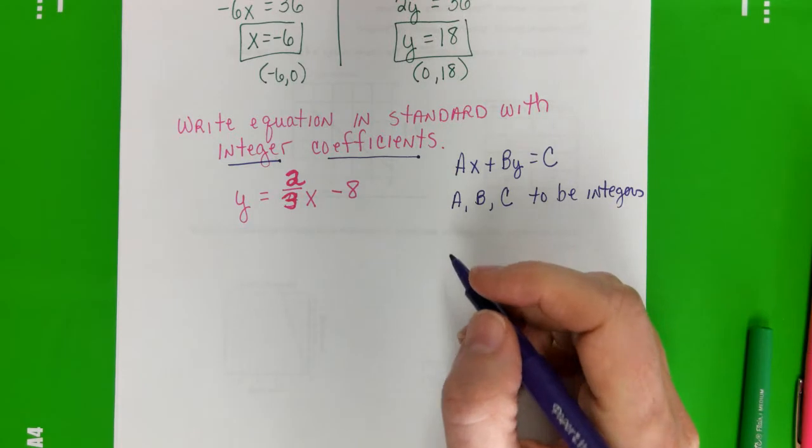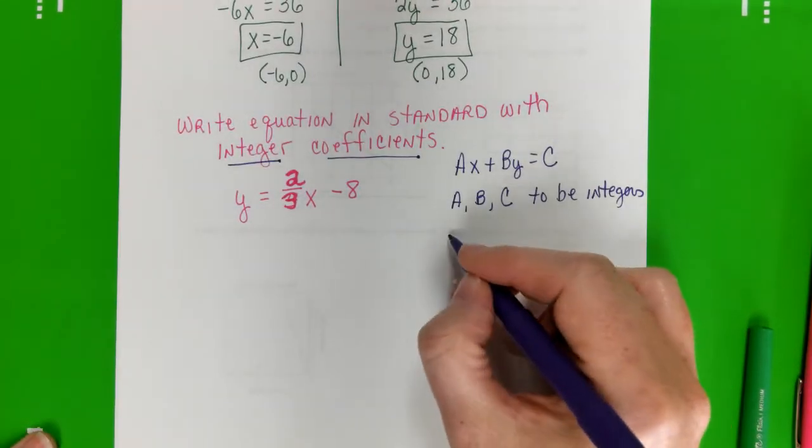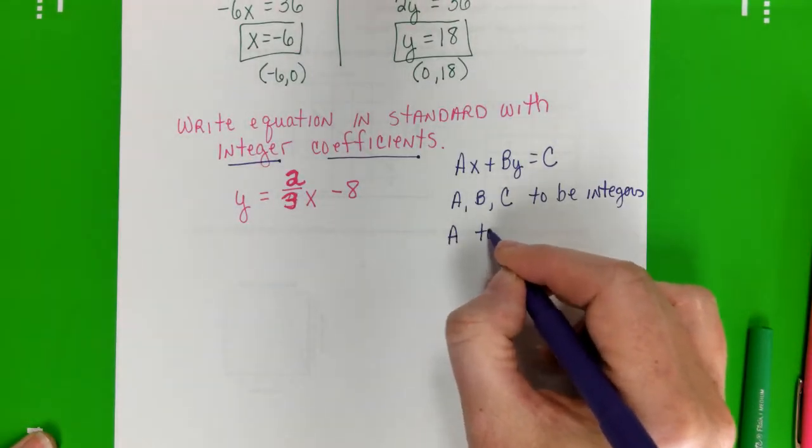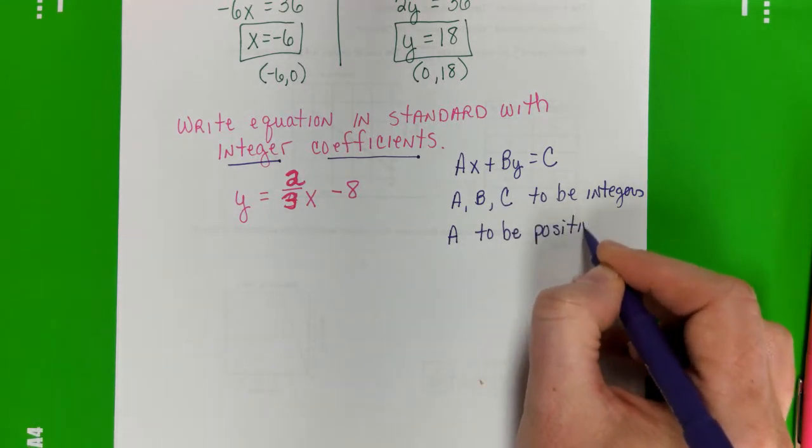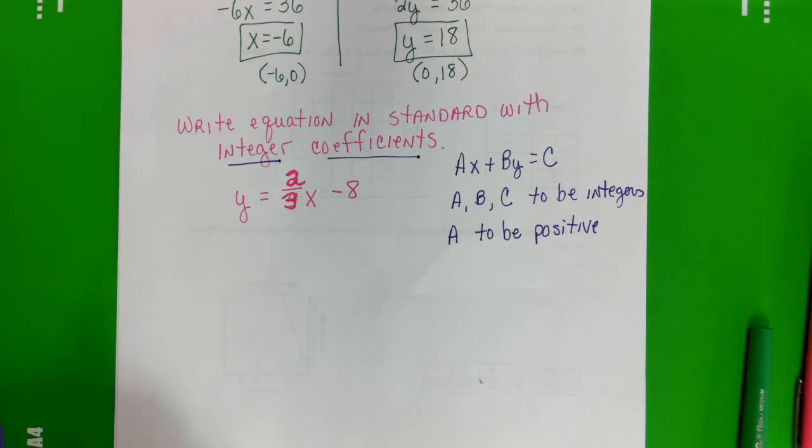And another thing I want us to focus on is we want A to be positive. And again, I'm just stressing that because this is often how you will see the answer. And so if we practice doing this now, then it won't confuse us when we start having the multiple choice and looking at it like that.